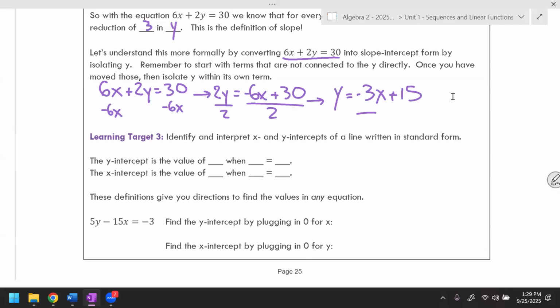I have Davis on deck here. Okay. Davis, off the dome, what does y-intercept mean? It's the value of what?